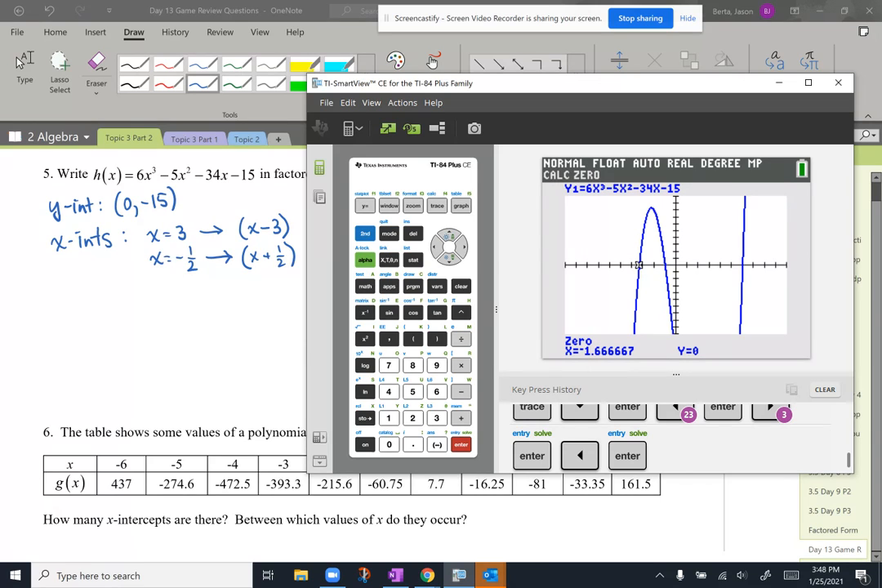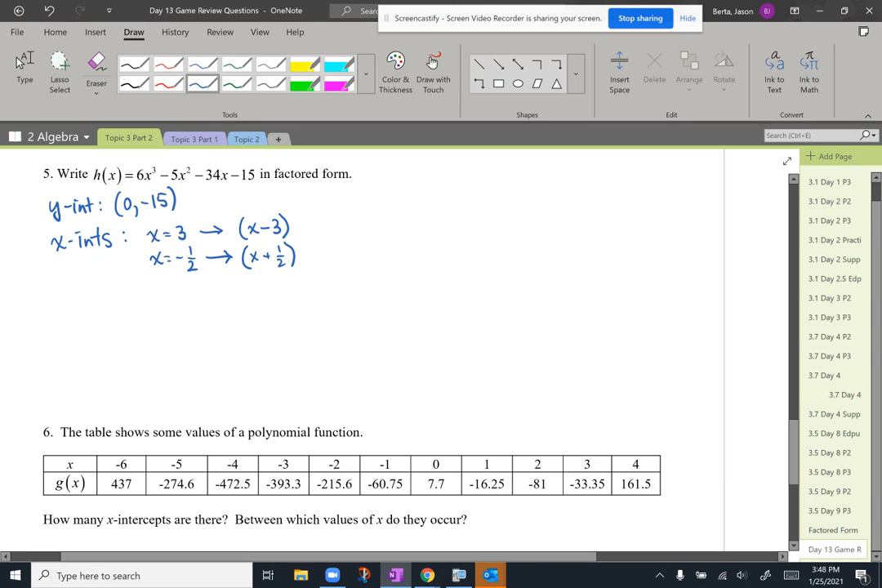All right, negative 1.66 repeating is the other zero. X equals negative 1.66 repeating. Well, guess what? That is the same as negative 5/3, right? That's negative 1 2/3. Same thing. So this will correspond to a factor of x plus 5/3. So I now have our 3 x-intercepts and I have a y-intercept.